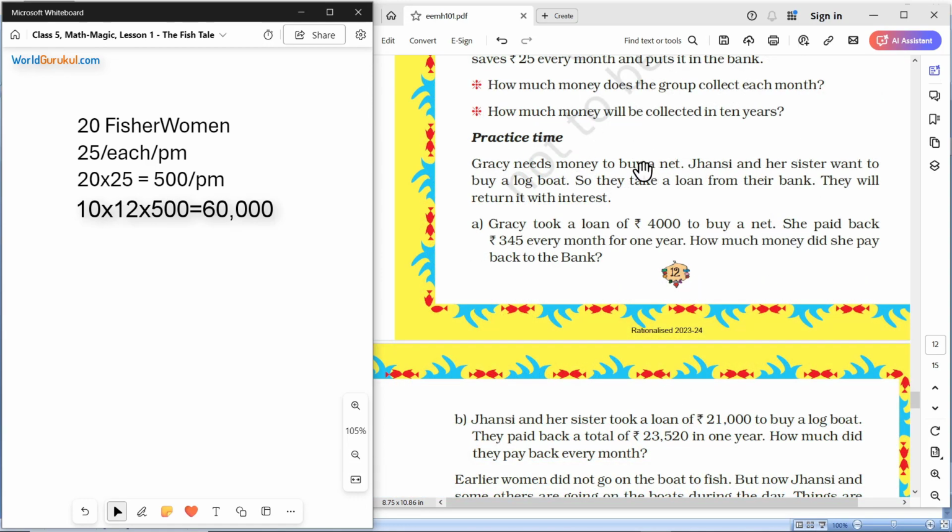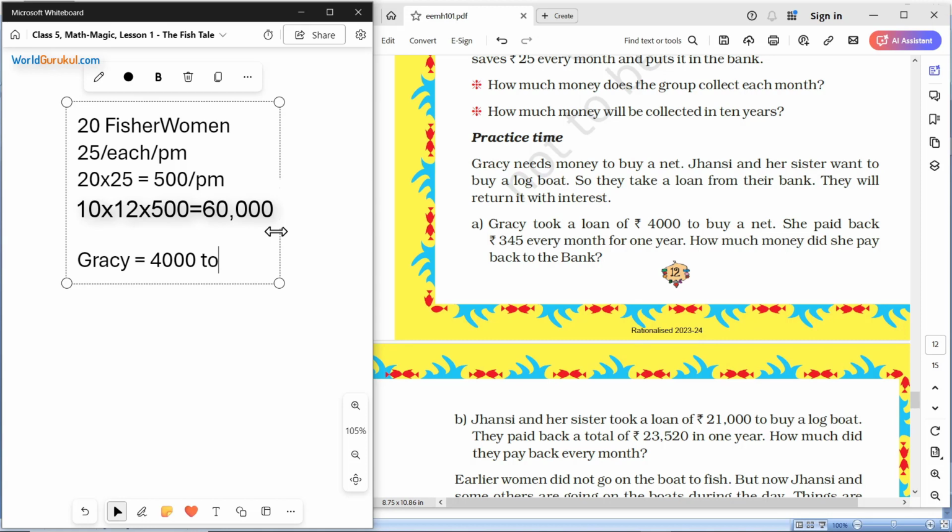Some more practice. Gracie needs money to buy a net. Jancy and her sister want to buy a boat, so they take a loan from their bank. They will return it with interest. See, they are the members of this bank, and Gracie took a loan of how much? 4,000 rupees to buy a net, right? To catch a fish.